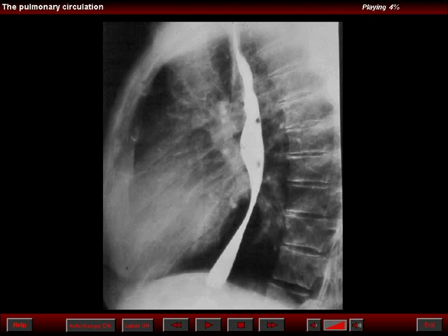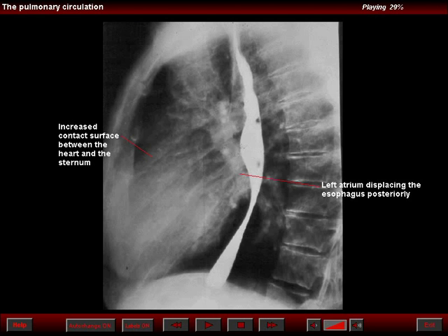The lateral view of the chest shows focal slight displacement of the esophagus by the enlarged left atrium, evidence of increased surface contact of the heart with the sternum due to right ventricular enlargement, and evidence of prominence of the upper lobe pulmonary vasculature. Findings that all suggested mitral stenosis.